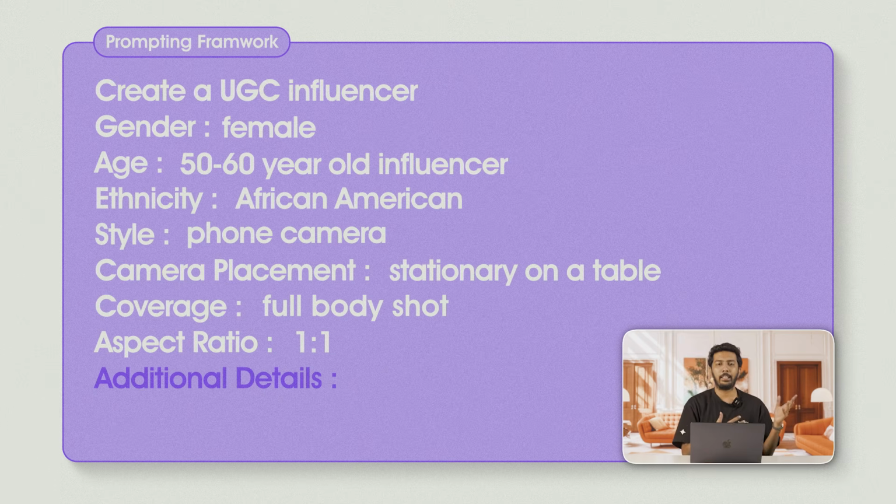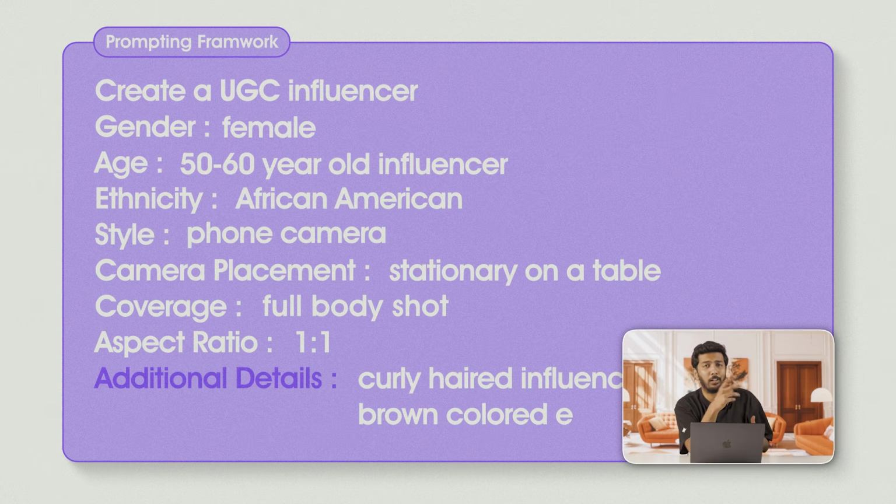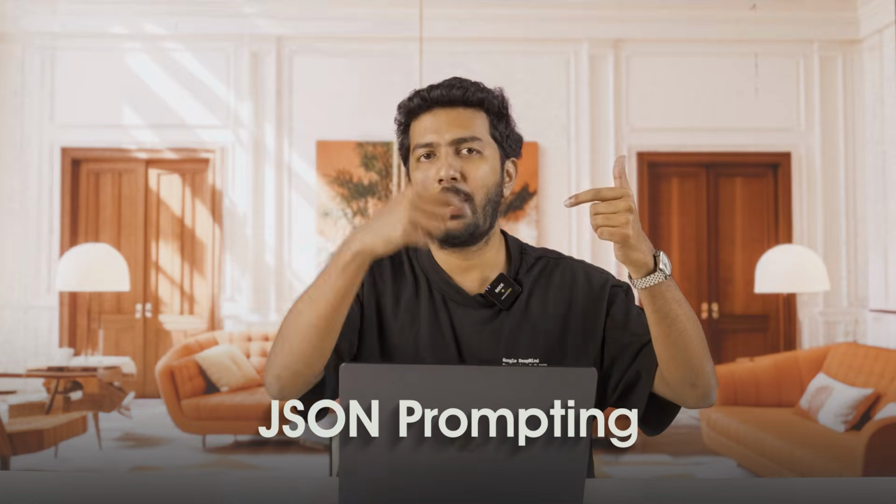Here you can add anything that we might have missed with the other parameters. Like I want my influencer's hair to be curly. I want their eye to be of a certain color, blah, blah, blah, whatever it is. Now, this style of prompting got pretty popular during the VO3 era, which was almost like a year ago. It's popularly known as JSON prompting, where you have a key and you have a value.